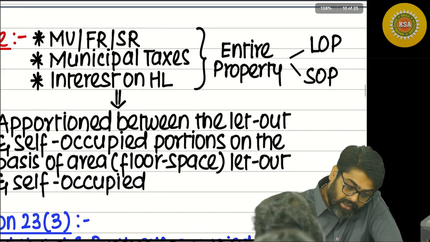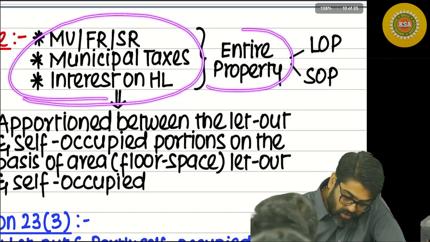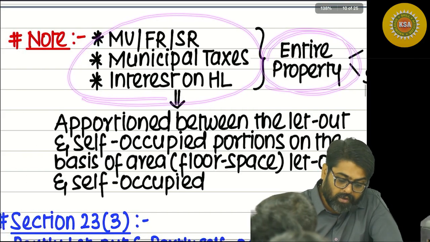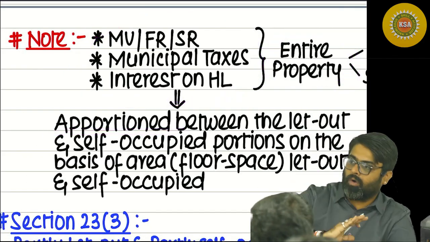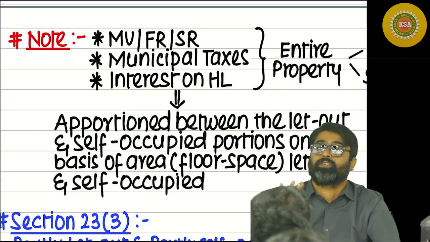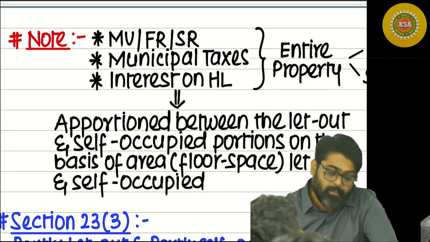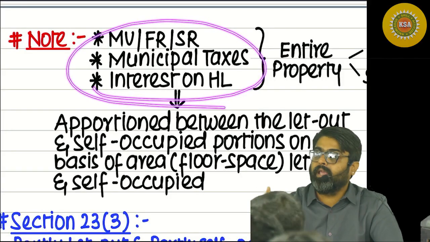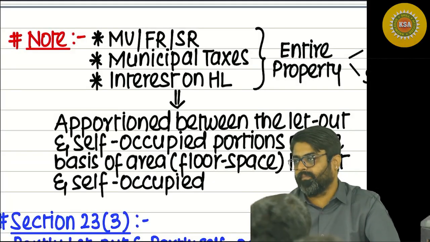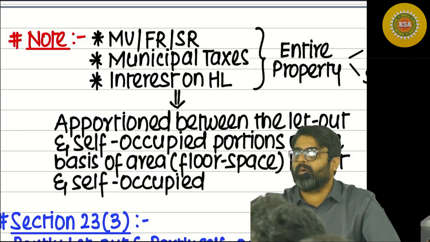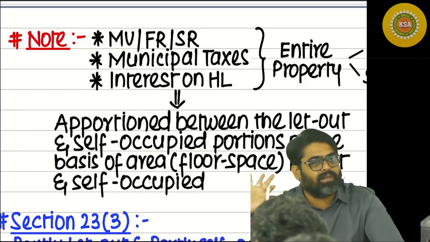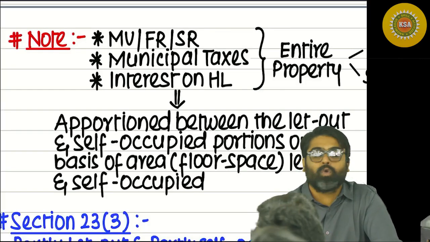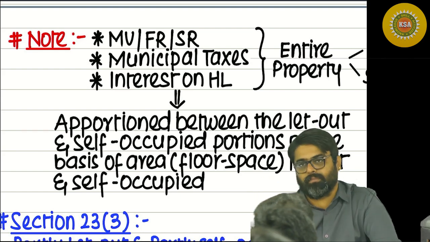I am saying that if these figures are given for the entire property, only then the apportionment will happen between LOP and SOP in the ratio of area. But if these figures are given for each portion separately, then take those separate amounts and calculate the incomes for different portions separately. Getting my point? No need to do any apportionments.